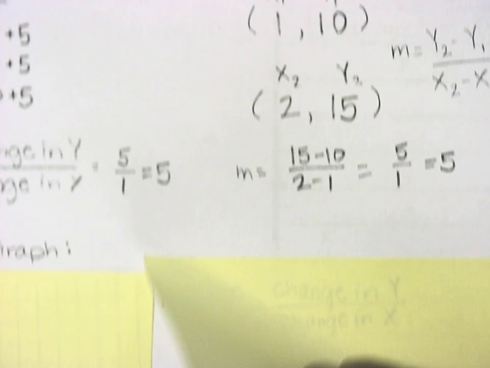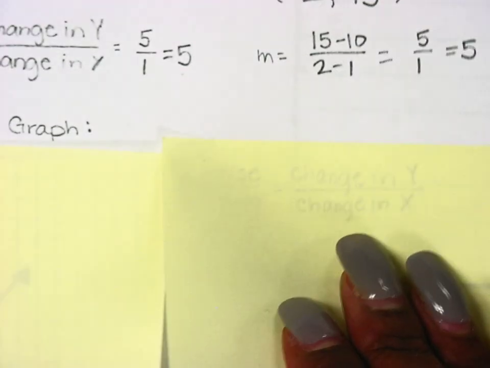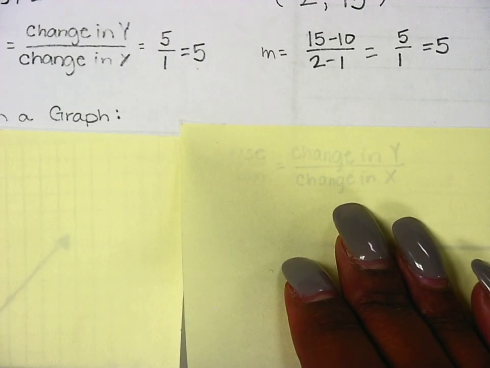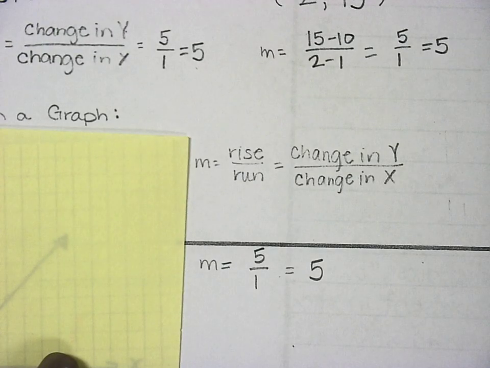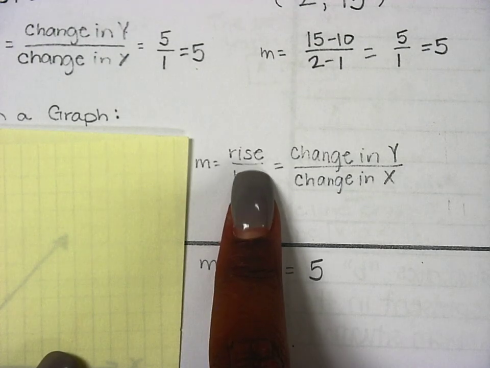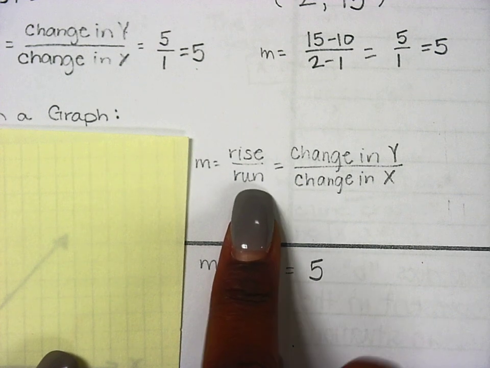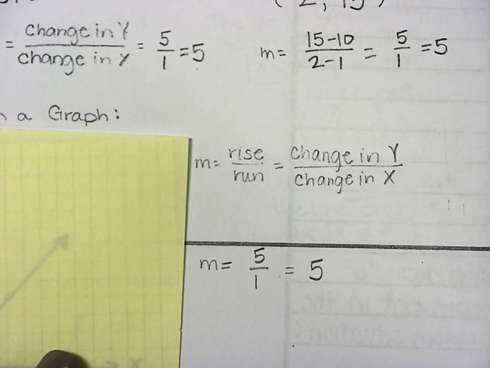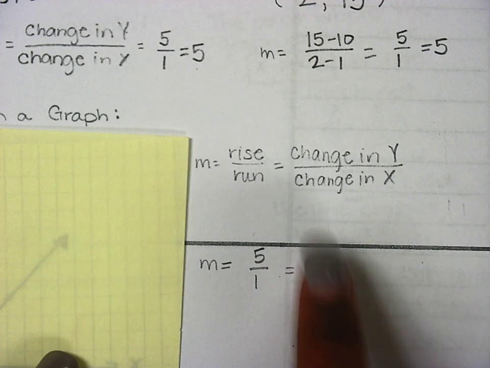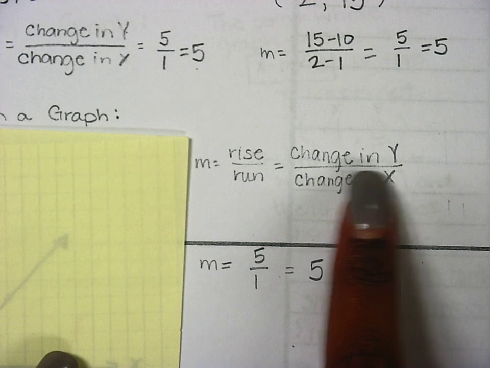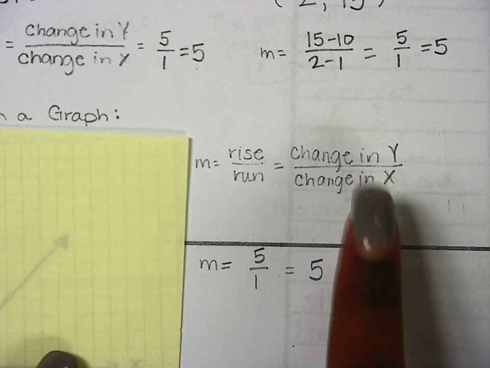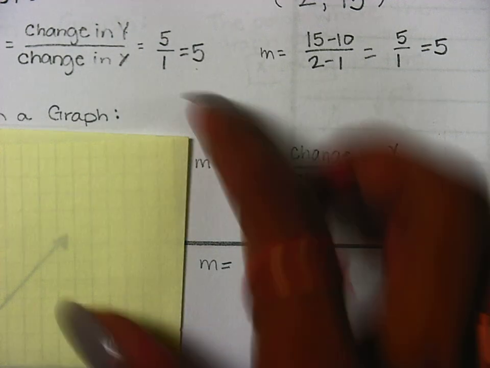So now, when we go to see slope on a graph, we are looking at the same thing, but visually this time. Slope on a graph is rise over run. I don't necessarily like to say rise over run because sometimes you may be going down. So I like to just say, just like we said on our table, change in y over the change in x.